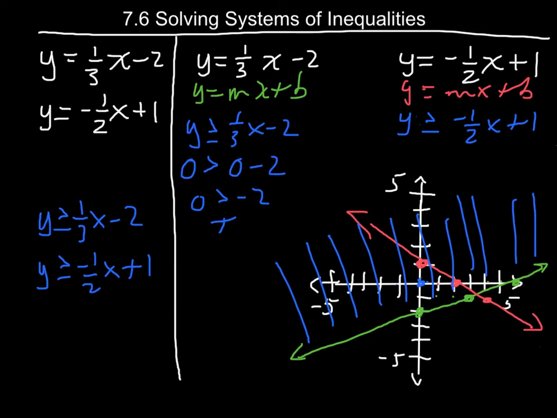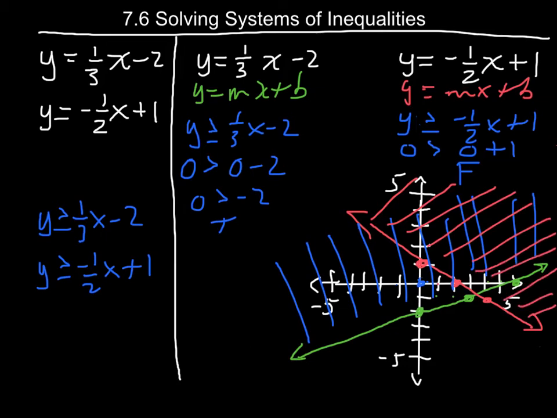Now I'm going to do the same thing over here for the red line. I'm still going to test this point right here, which is 0, 0. When I plug in 0 is greater than 0 plus 1, 0 is greater than 1, that is false, which means that this point right here is false for the red line, which means that the other side of the red line is the true side. This side for the red is true.